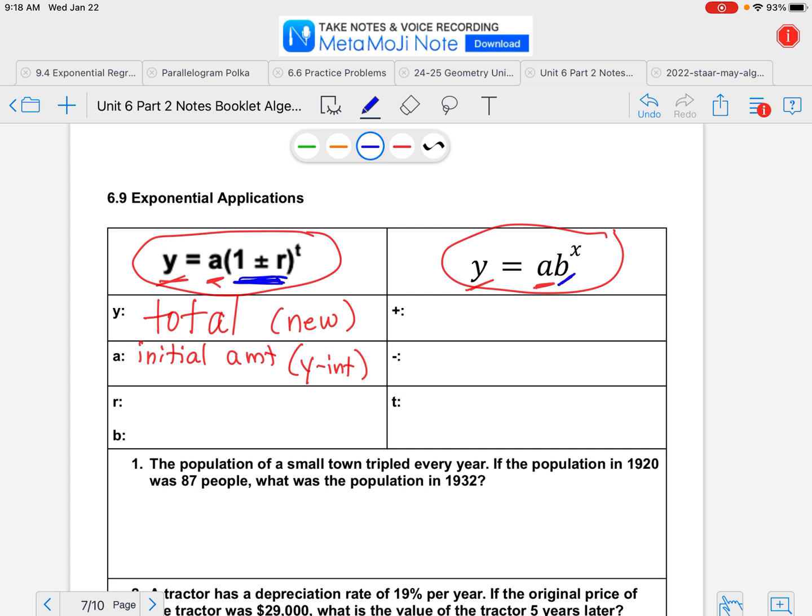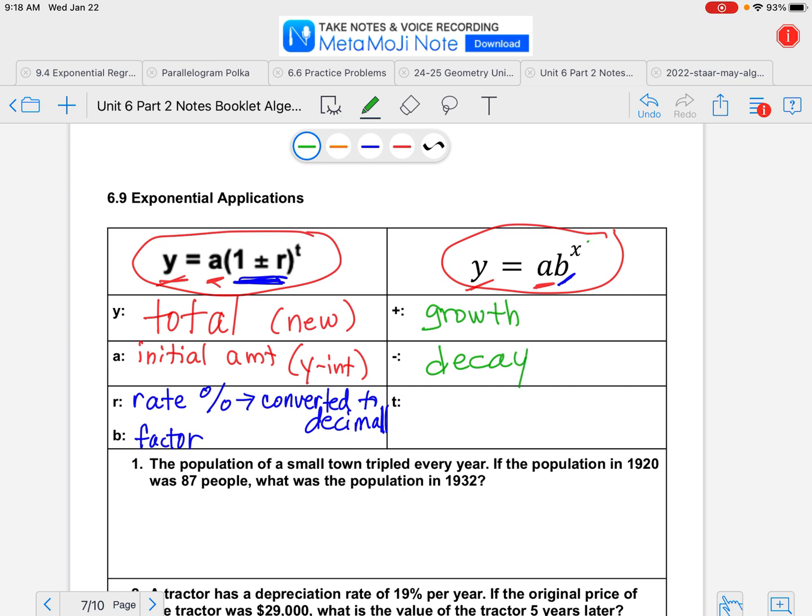And this one has b. So we already learned that b was our factor, our growth or decay factor, and that b is greater than 1 for growth and between 0 and 1 for decay. So r is our rate of growth or decay. You use r when it's a percentage, and you have to convert that percentage to a decimal. Now I said plus or minus. You use plus when you have growth. You use minus when you have decay.